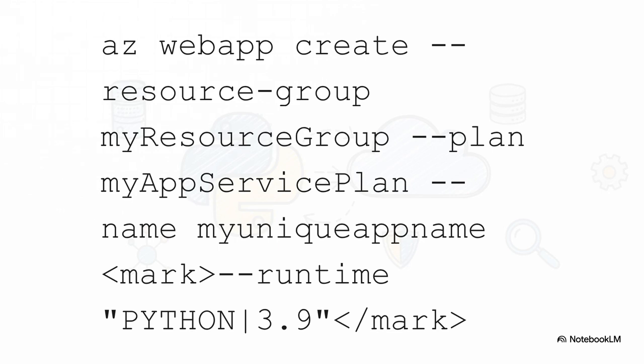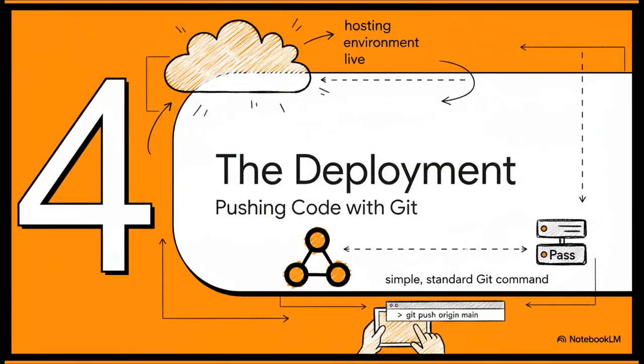And finally, the really important part, we specify the runtime, telling Azure, hey, this is a Python app and I need version 3.9. The hosting environment is now live. It's up and it's just waiting for our code.